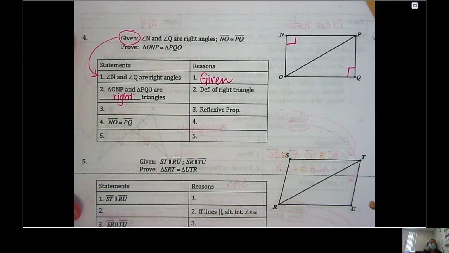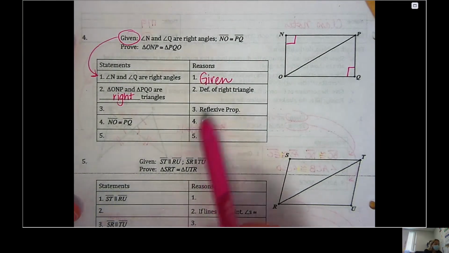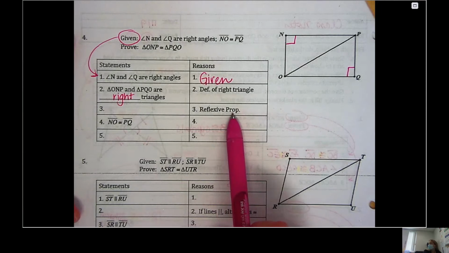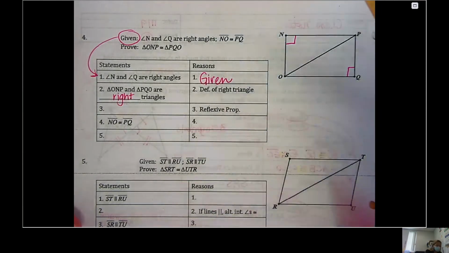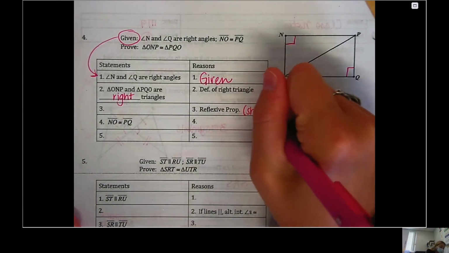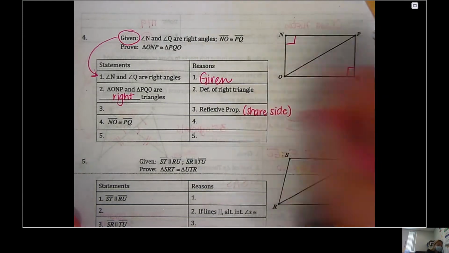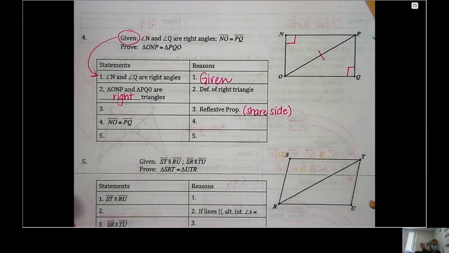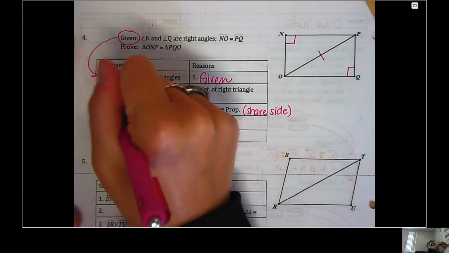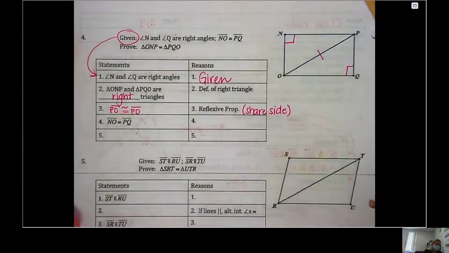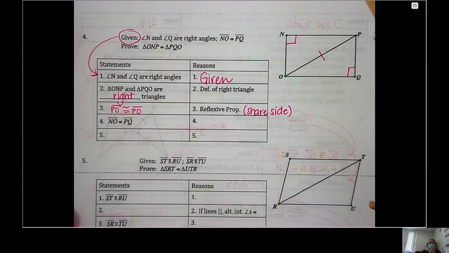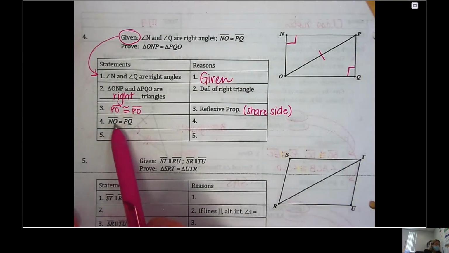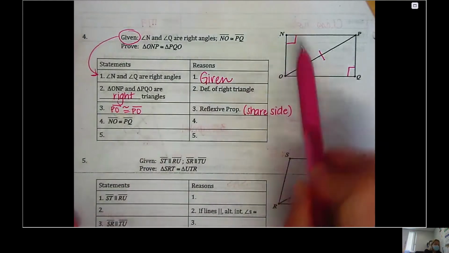Okay, number 3, I don't know this statement, but I know the reason. The reason is the reflexive property. They share a side. Okay, which side do they share? Good. They share this side right here. So what would be my sentence? Yep, you can either do PO is congruent to PO, or you can write OP is congruent to OP. Doesn't matter.